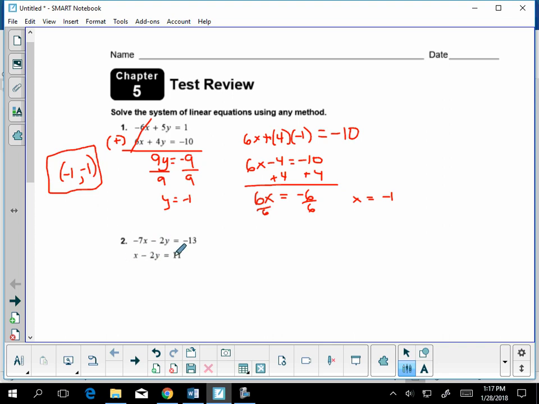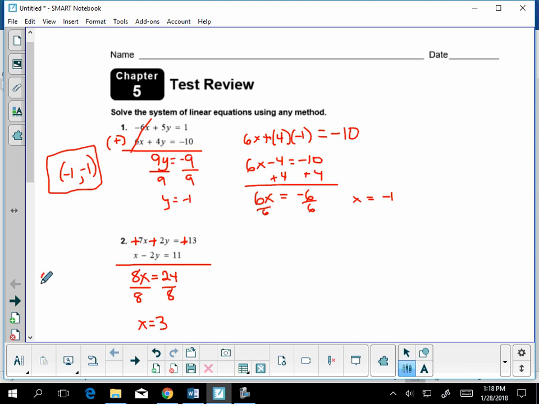What I'm going to do is I'm just going to multiply this bottom equation or the top equation by negative 1. It doesn't matter which one. But when I do that, it changes the sign of every term. So I'm going to make all of those plus. Now I have a positive 2 and a negative 2. I can add those together. 7x plus x is 8x. 13 plus 11 is 24. You divide both sides by 8, and you get x equals 3.